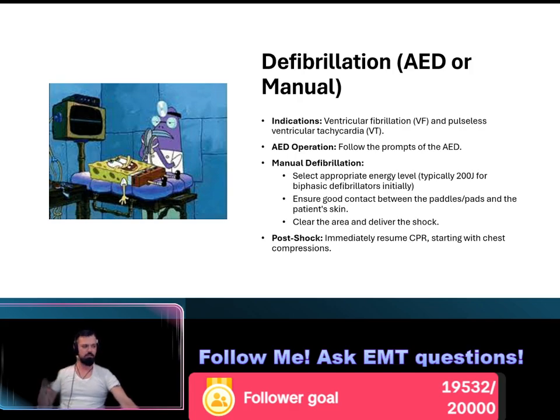Asystole and AFib. AFib not directly, but asystole is one, and the second one is PEA, pulseless electrical activity. Those are the two cardiac arrest rhythms which are non-shockable.